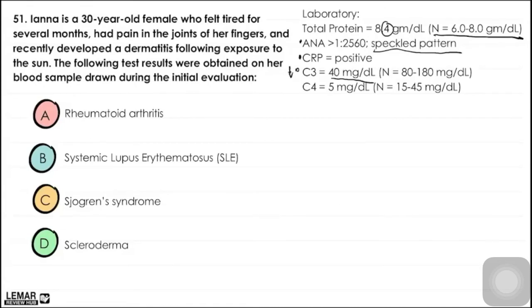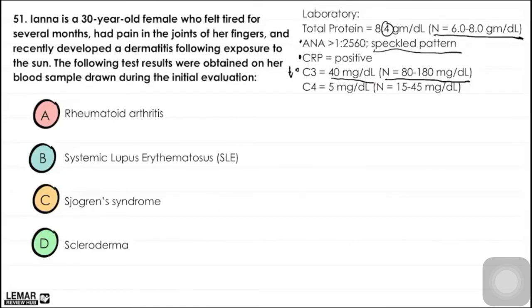Mababa ang ating C3, below the normal value of 80 to 180 milligram per deciliter. C4, mababa din po. We have 5 milligram per deciliter C4. So, what could this be suggesting? Again, sabi natin kanina, SLE can be observed also among ANA pattern, which is a speckled pattern. And remember, the presence of autoantibodies in those patterns alongside the presence of decreased complement would highly suggest systemic lupus erythematosus.